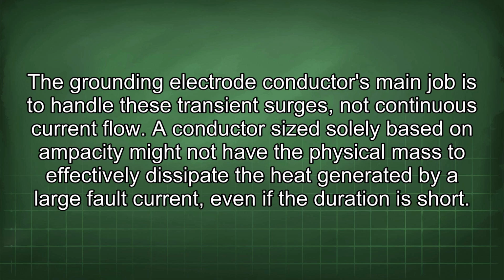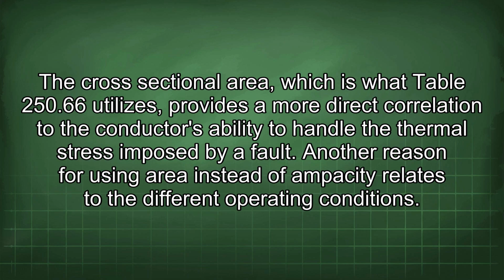The grounding electrode conductor's main job is to handle these transient surges, not continuous current flow. A conductor size solely based on ampacity might not have the physical mass to effectively dissipate the heat generated by a large fault current, even if the duration is short. The cross-sectional area, which is what table 250.66 utilizes, provides a more direct correlation to the conductor's ability to handle the thermal stress imposed by a fault.